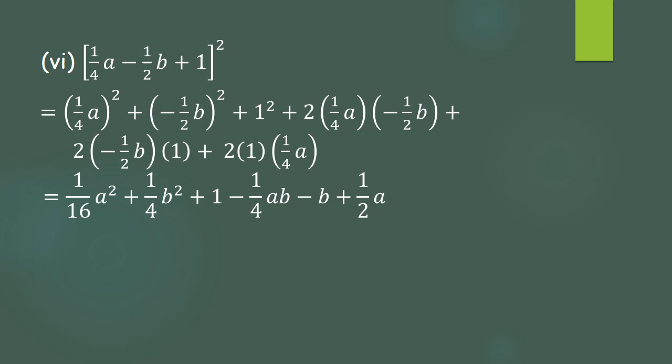Now we'll use the same identity for the factorization. So the question is, factorize 4x square plus 9y square plus 16z square plus 12xy minus 24yz minus 16xz.